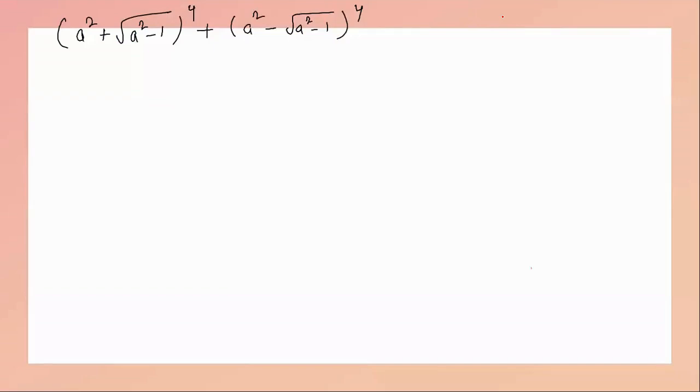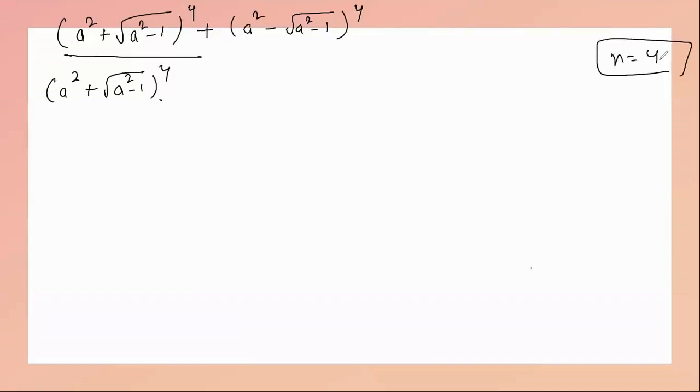So let's focus on the first expansion first, right? The first expansion is this one. Now we know that the final power that you have is 4. So n is equal to 4 in both the expansions, but we are talking about the first expansion right now. n is equal to 4, so r we can take from 0 to 4: 0, 1, 2, 3, 4.